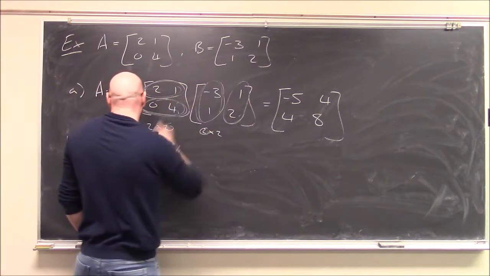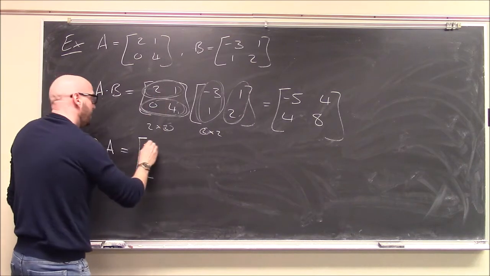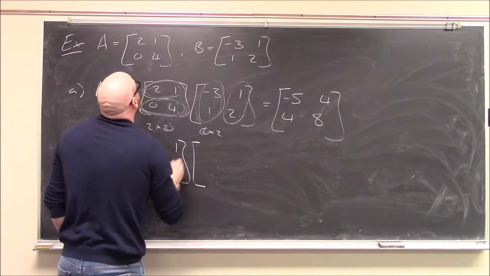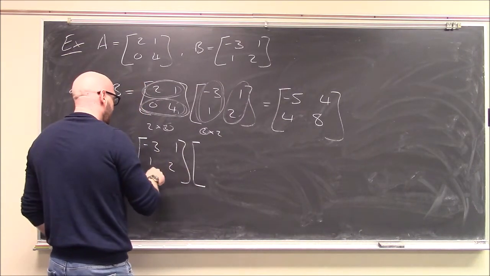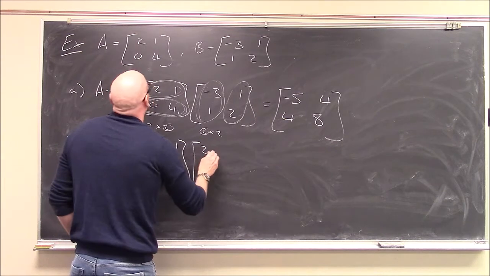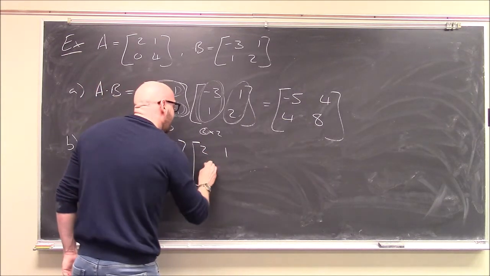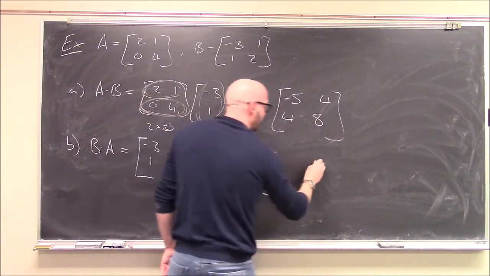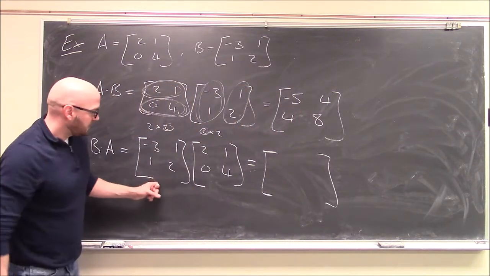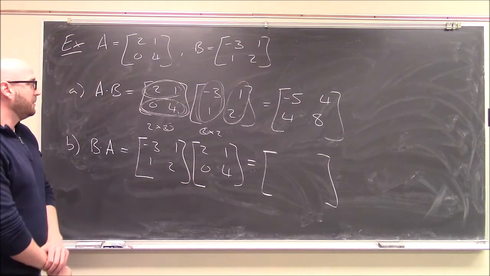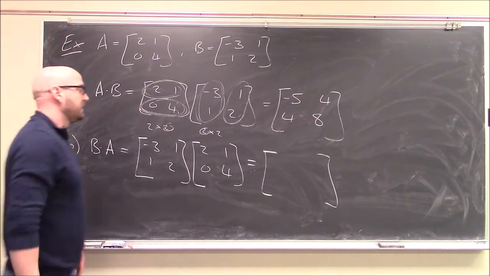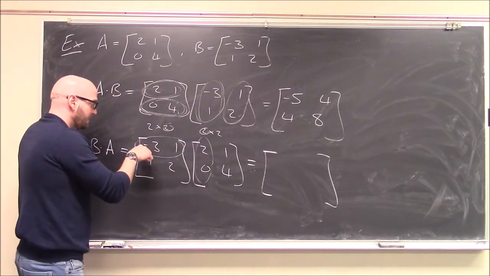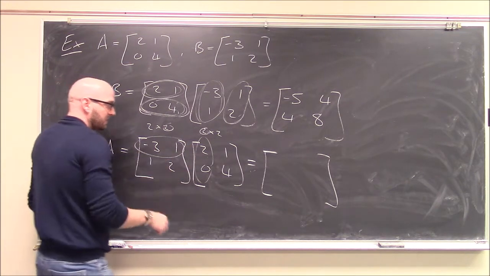So now I'm going to make B the first matrix in my product. So we've got minus 3, 1, 1, 2 times 2, 1, 0, 4. Once again, this product is defined. They're both 2 by 2, and the output is going to be 2 by 2. But let's compute this. So what do we have here? First row, first column. First row by first column. Minus 3 times 2 is minus 6, plus 0, minus 6.